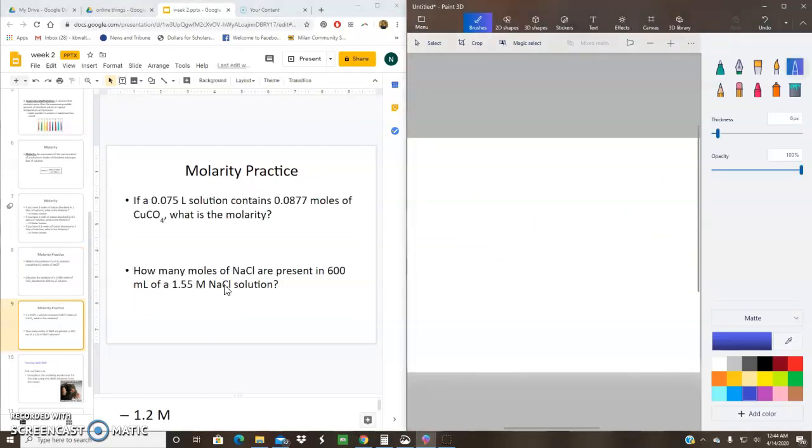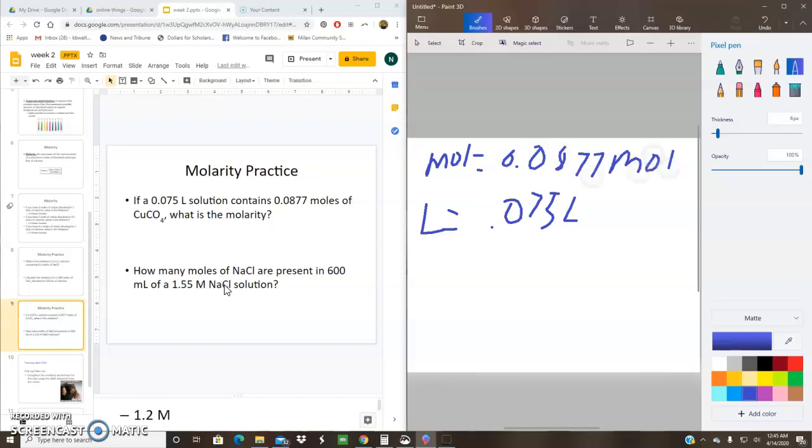So problem number 3. Reading up top, if a 0.075 liter solution contains 0.0877 moles of CuCl4, what is the molarity? So let's take a look at it. We have liters equal to 0.075 and moles equal to 0.0877. So not many moles at all.